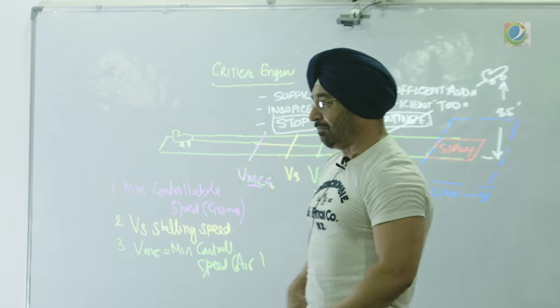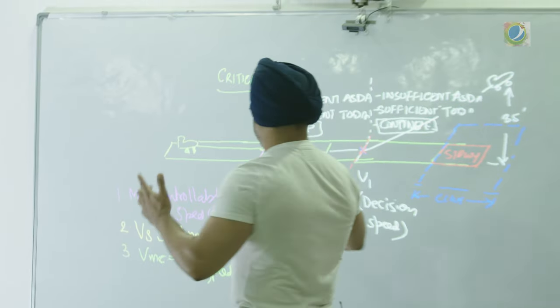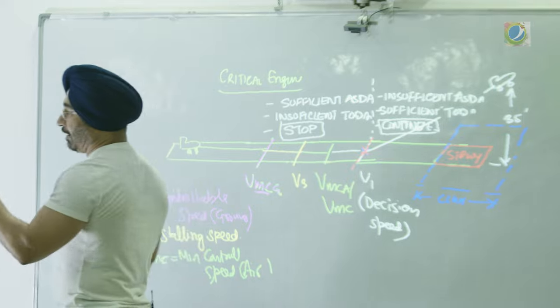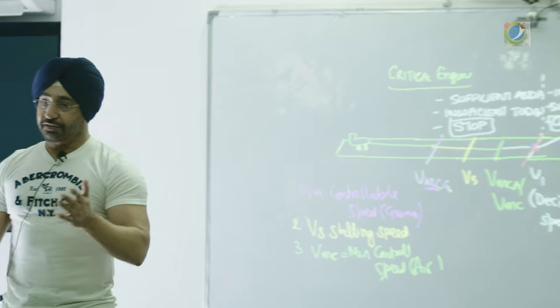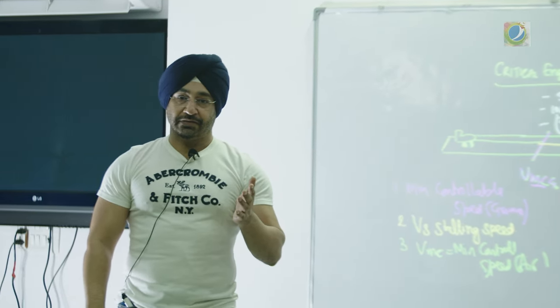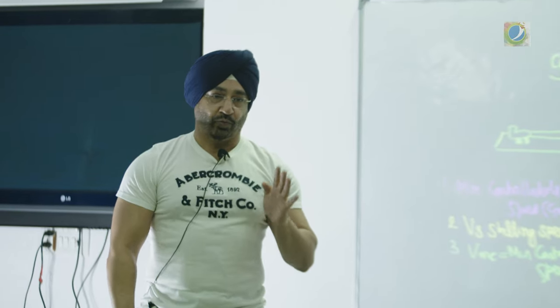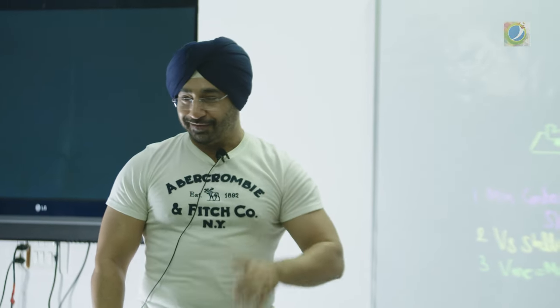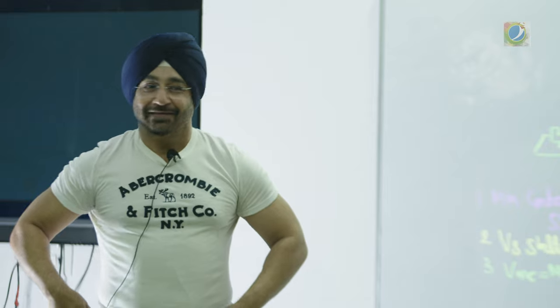Clear on this V1 part, why it is the decision speed? Before that, you have to stop. After that, you have no option but to continue. Clear on this importance of V1. Now, what is next? Any guess?